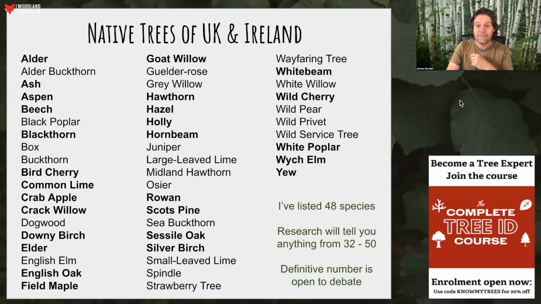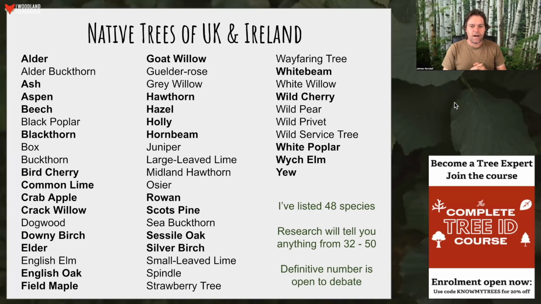I've got a little list here to show you guys what I'm talking about. There we go, folks, and you can see this list. Here is a list of native trees of UK and Ireland. And I say a list because there is debate as to how many native trees we actually have. You will see anything from 32 to 50 bandied around. Even like I went on the Woodland Trust website this morning to have a little look what they say, and they give a different native tree list to what I've given here. A lot of it's the same, but there are some differences.